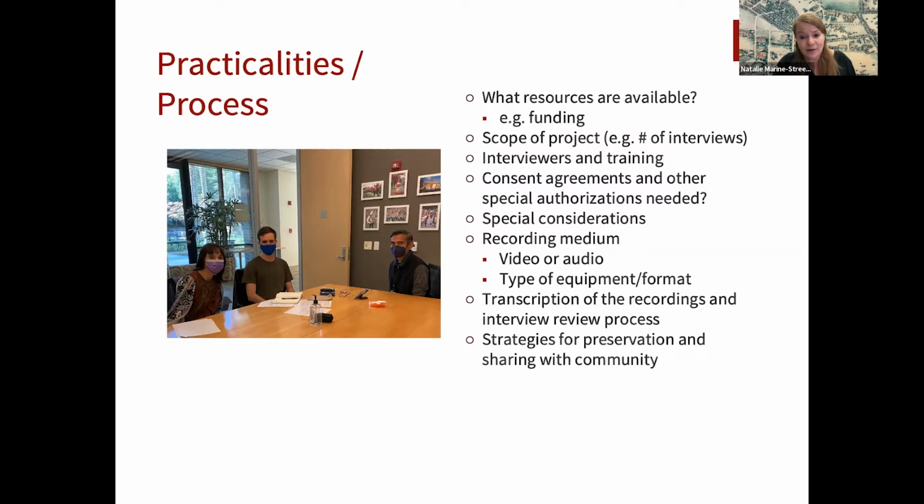And then again, what strategies for preservation and sharing with the community are you going to have in your project? It's always a good idea if you're doing a project to find a repository for it before you start the project. That way, if there's particular forms or things that they would like to know to be able to house the collection, you know that right up front and you're not having to go back to interviewees for additional forms or information.